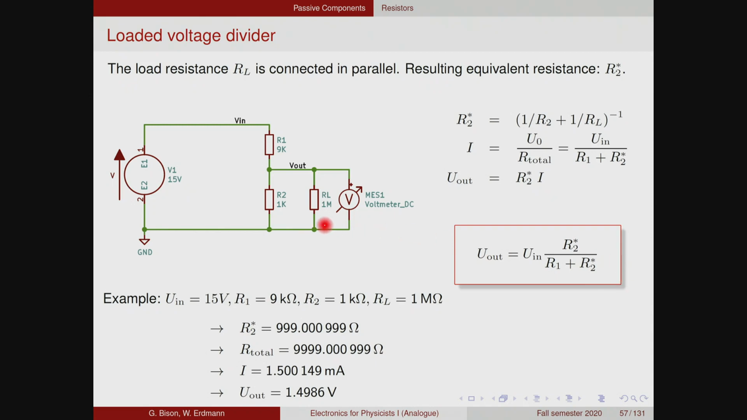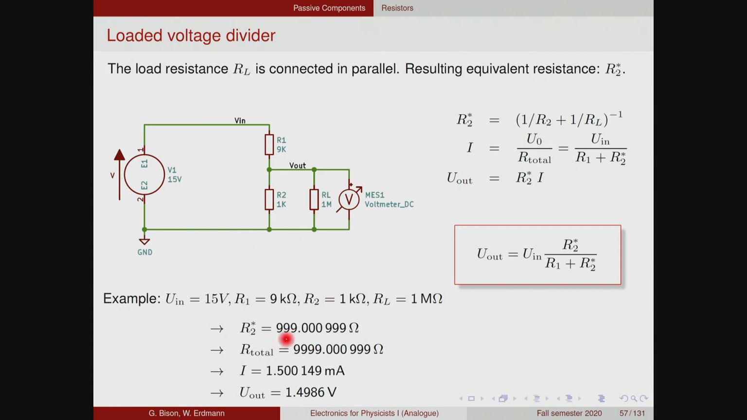Now, how much does it change? We had a 1 kilo ohm resistor here, and we added a resistor that is 1,000 times larger. Now, if we connect these two resistors in parallel, then this will change the resistor 2. It will make it smaller. Clear? Parallel connections always make resistors smaller. By about 1,000ths. Yeah, this is simply the ratio of the two resistors.